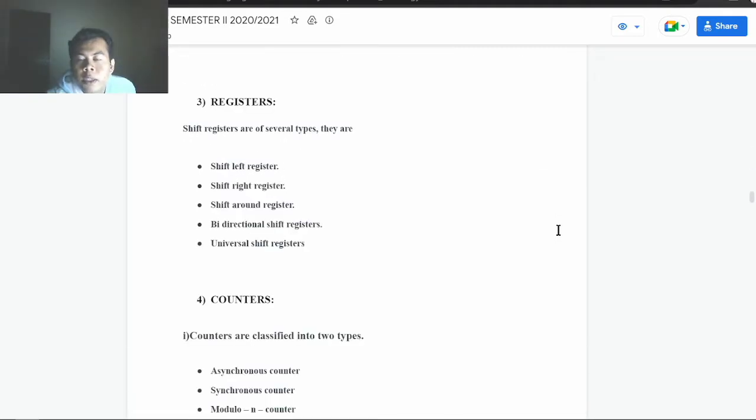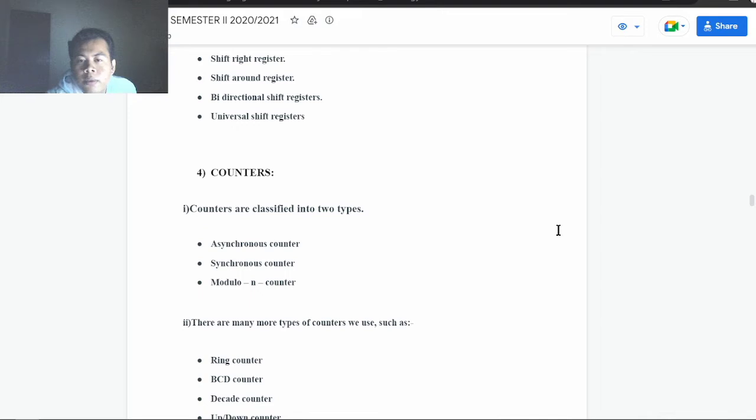The third application of flip-flop is the register. There are several types of shift register: shift left register, shift right register, shift around register, bi-directional shift register, and universal shift register.